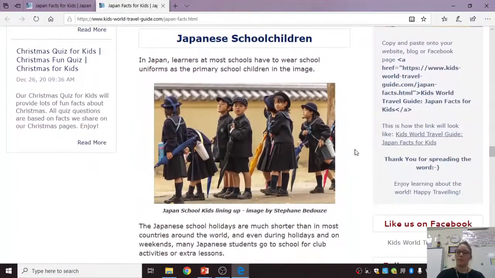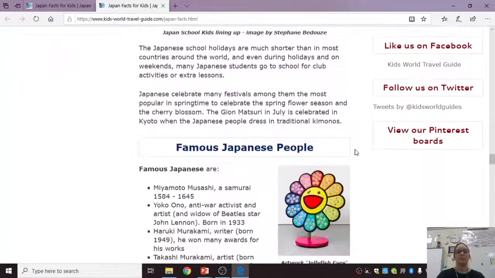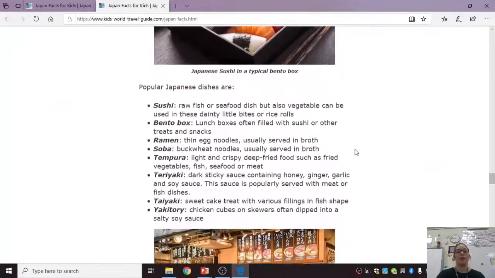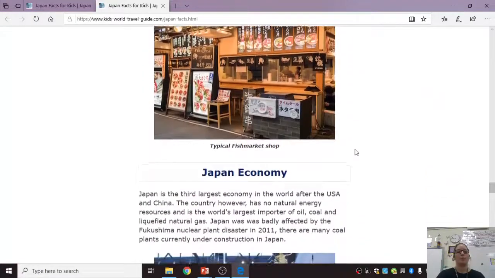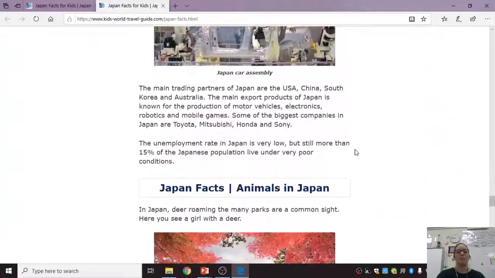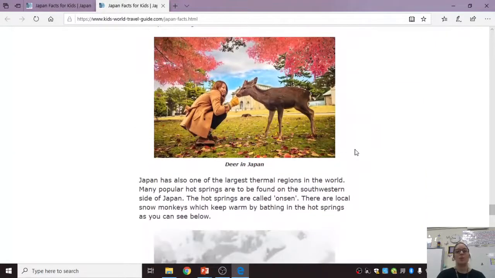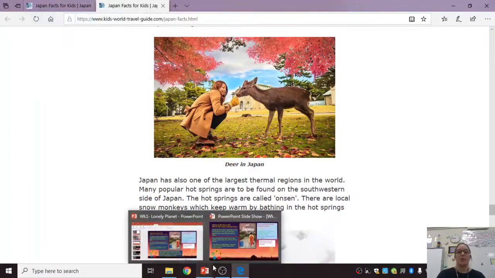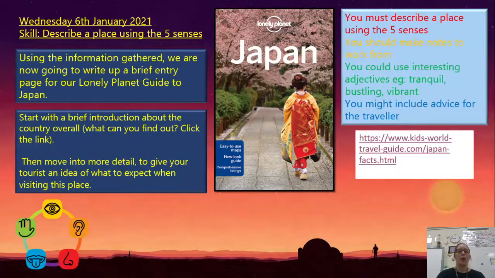School children still have to wear their school uniform. There's lots of facts there about food, famous people, the economy, animals. So much to look for. Do go back and have another look at this website if you can, especially if you want to include more notes. But I'm pretty sure you've got enough notes now to write your brief introduction, your brief entry page for our Lonely Planet Guide to Japan.